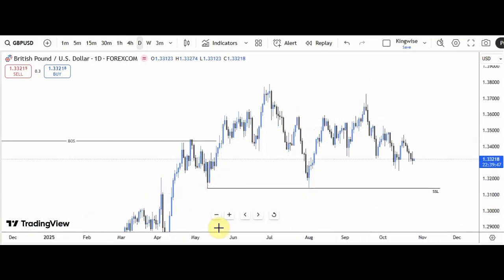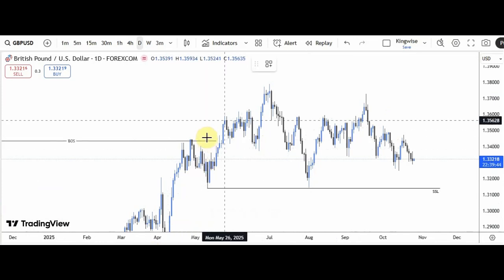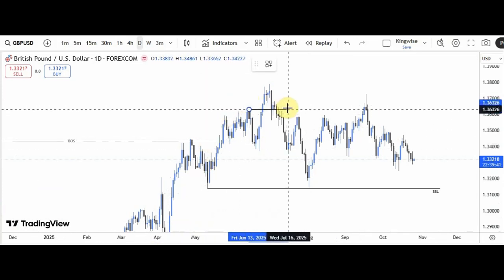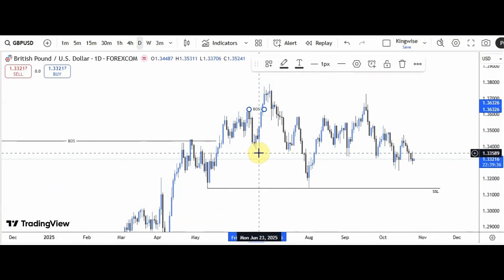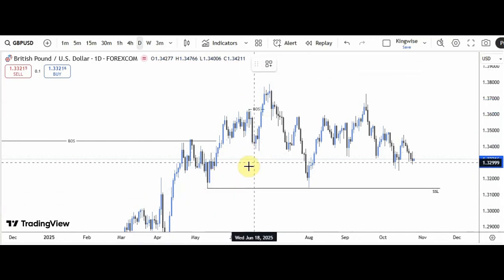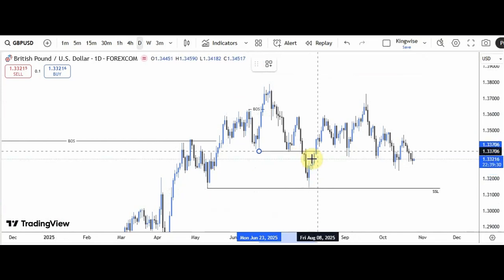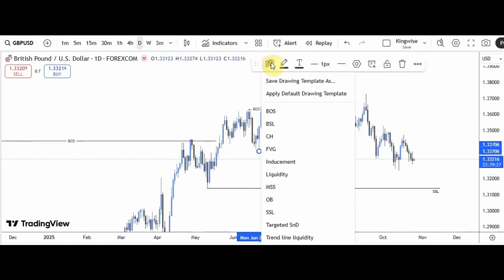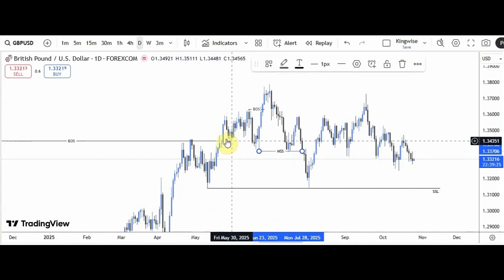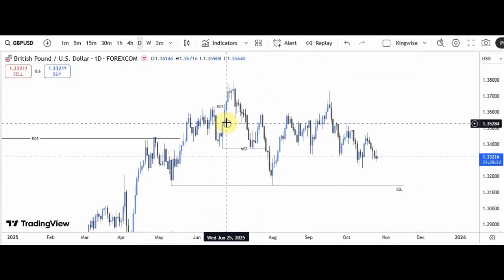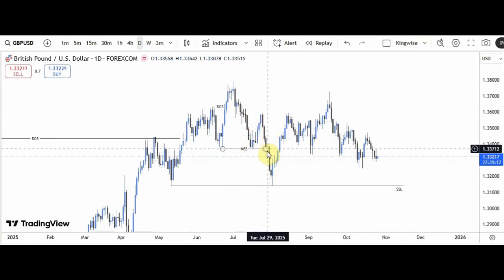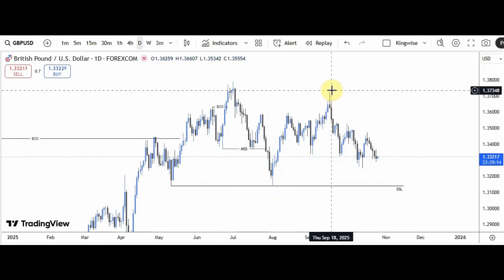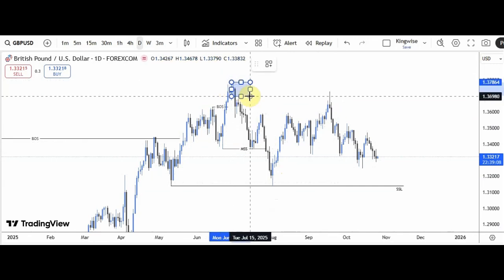So we had this break of structure. We had this break of structure here. And what happened? Price took out the low that caused that break of structure, took out that low here. And that's a market structure shift to the downside, meaning we should be looking for sells. And what happened? Price came all the way down here and returned to this supply zone here.